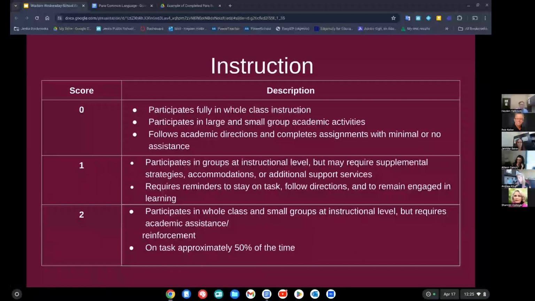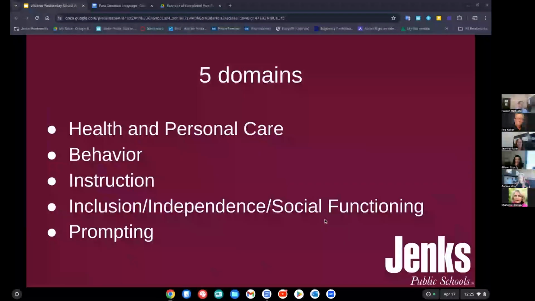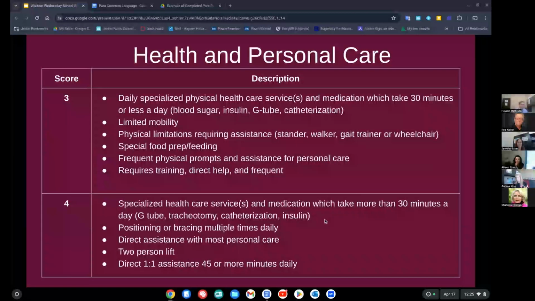Mm-hmm. And just to reiterate, the score doesn't have an impact on whether or not they get a para. And we'll get into that a little bit more later. But they might say for behavior and instruction, they have a 3 and possibly a 4. So the other domains, I'm just going to go back here. For health and personal care, inclusion, independent social functioning, and prompting, they might be at a 0 or possibly a 1, to answer your question.